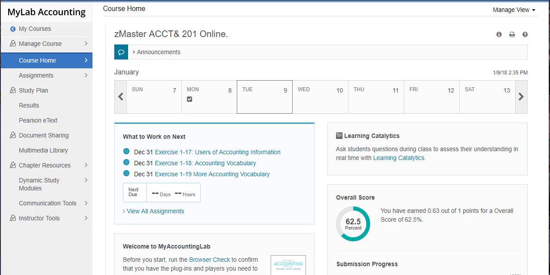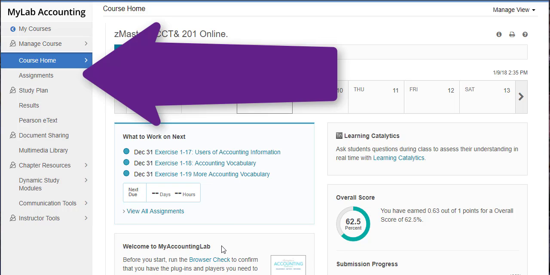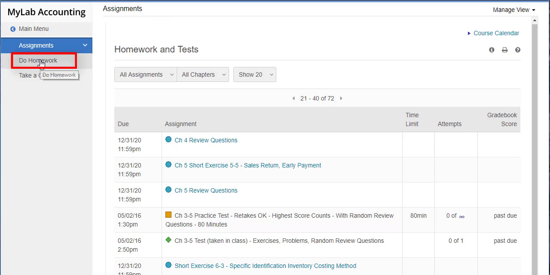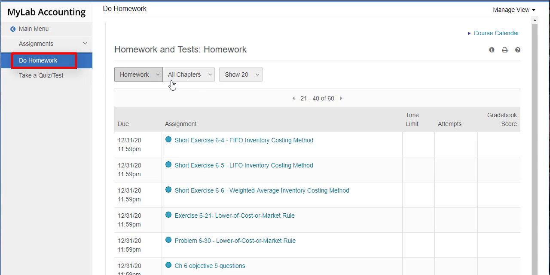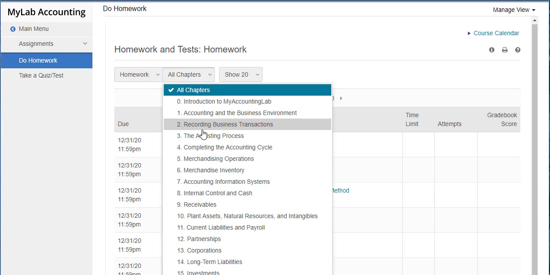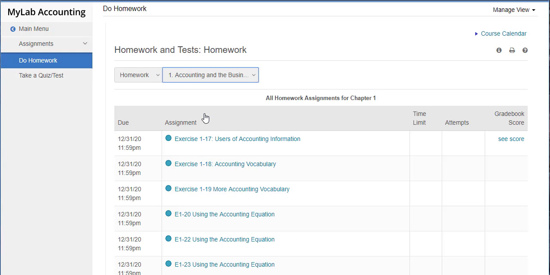Now we're going to do exercise 1-20. So again, to do homework, you go to assignments, click on do homework. And since we're in chapter 1, let's filter it down to only show chapter 1. And we want to do E1-20, exercise 1-20, using the accounting equation.